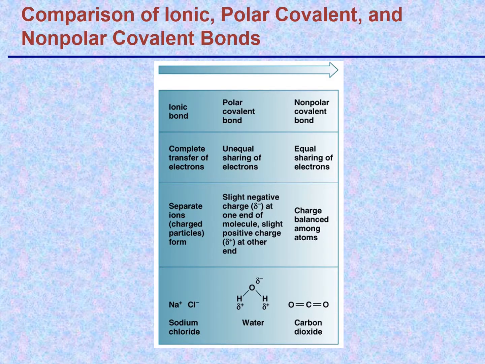And this is just a summary slide looking at ionic bonds versus polar covalent versus non-polar covalent. Remember, in covalent bonding you have a sharing of electrons. In ionic bonding you have a transfer of electrons. And here you see the non-polar example of carbon dioxide, and here you see a polar example of the water molecule, where one end of the molecule is more negative. So it has polarity, it is polar.